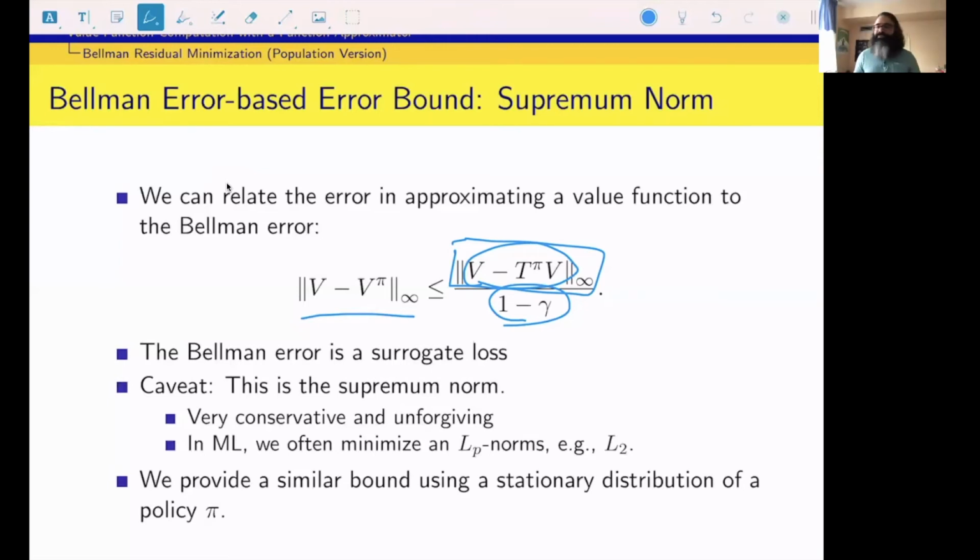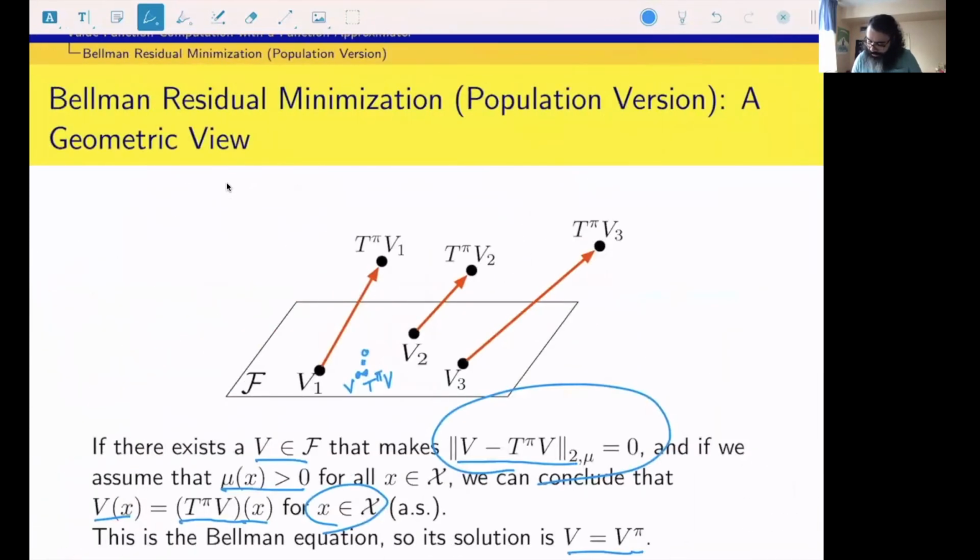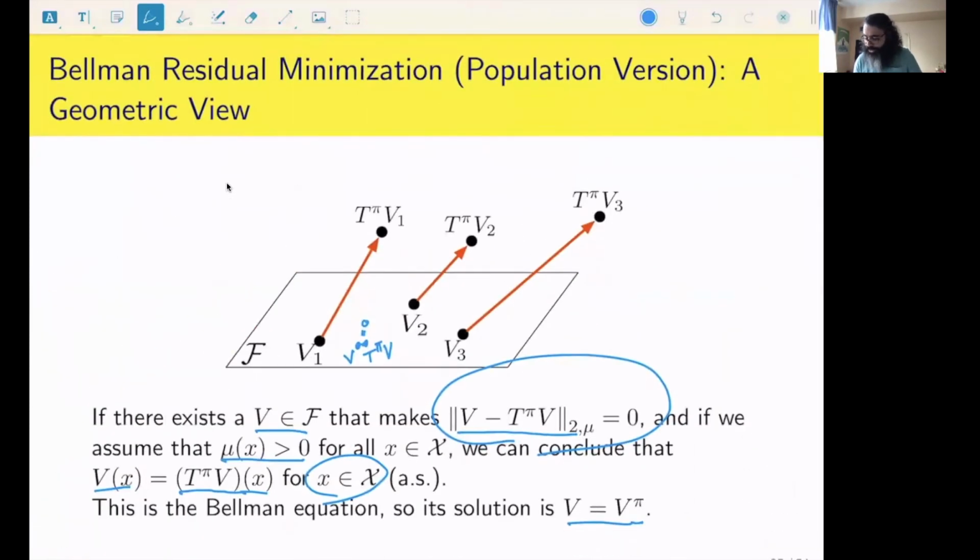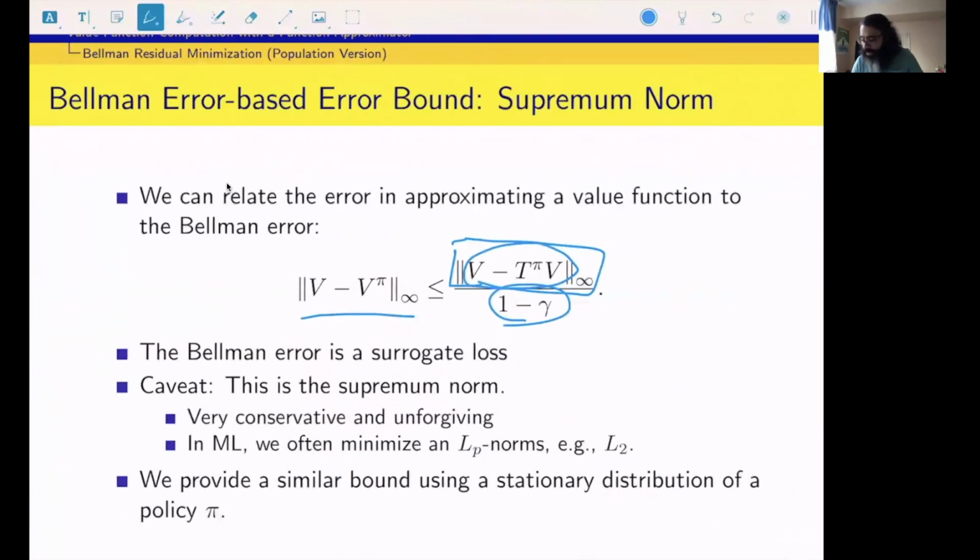And the previous argument that I had here, that if there exists a v such that this quantity is equal to 0, is compatible with this bound. Because if the right-hand side is 0, then the left-hand side would also be 0. But in general, the right-hand side is not 0, so it is just providing an upper bound. But minimizing an upper bound is pushing down the left-hand side, which is the quantity that we care about.